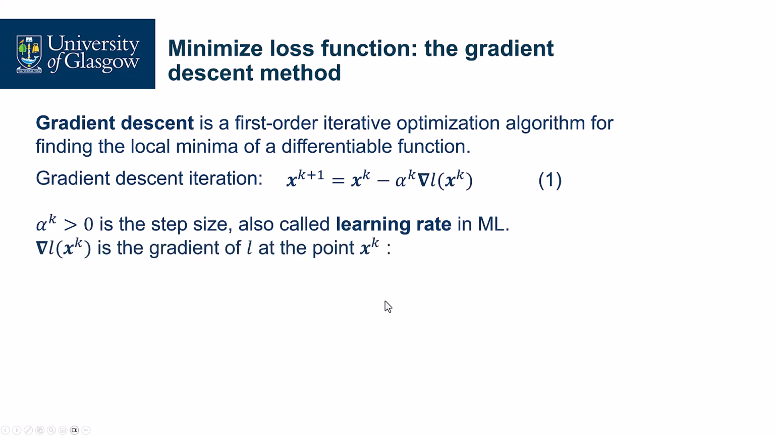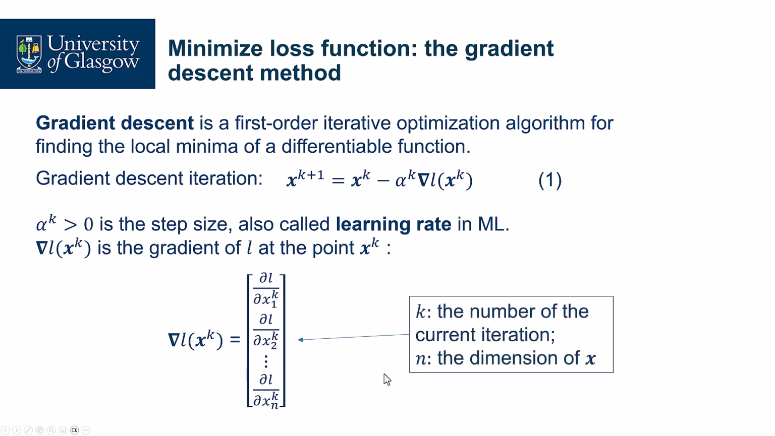So this has several pieces of information in it, right? If we write it in detail, these are the partial derivatives of the loss function L with respect to each of the variables x1k through xnk, right? We call this the gradient. Here k is the number of the current iteration, and n is the dimension of x. So this is the gradient of L at xk.